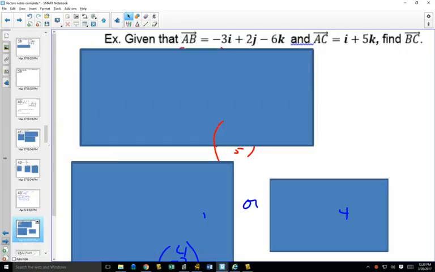So here's one for you to try. Again, I'd suggest drawing the diagram first to get a sense of what you need to do. And this is in 3 dimensions. So notice that AC has no J. So that'll be a 0 in there when you make that column vector.